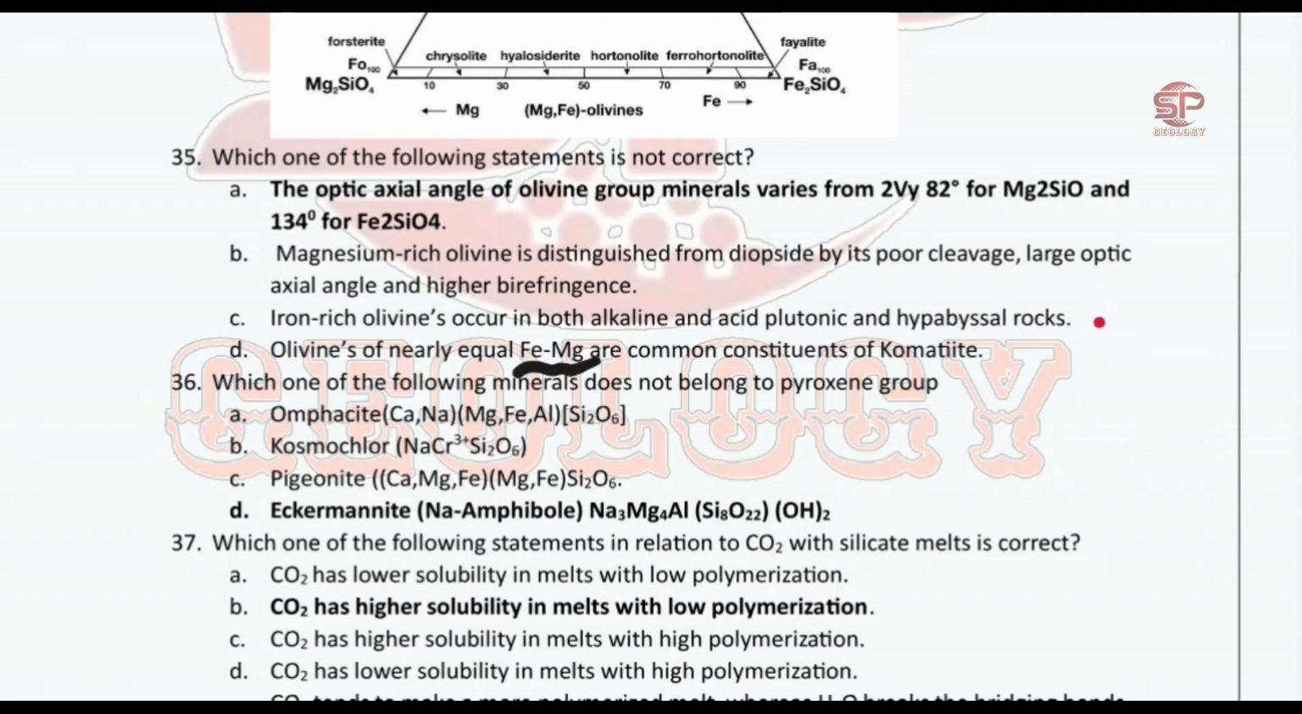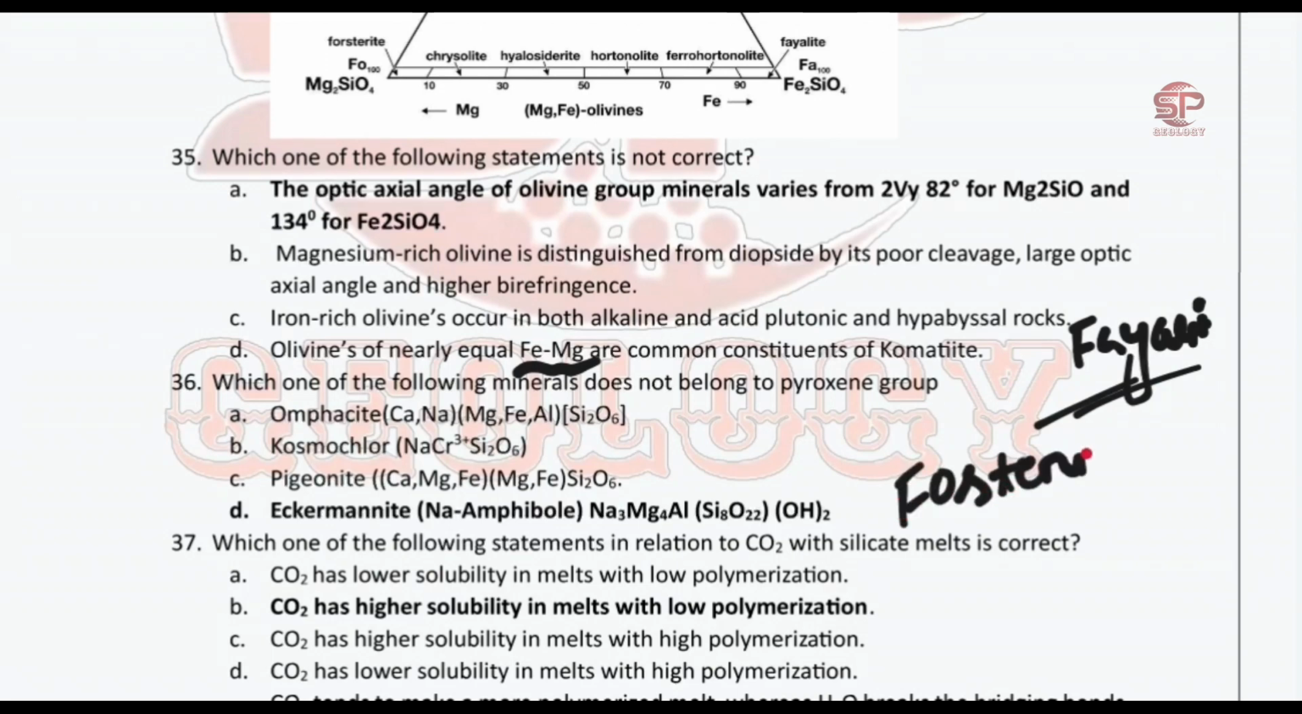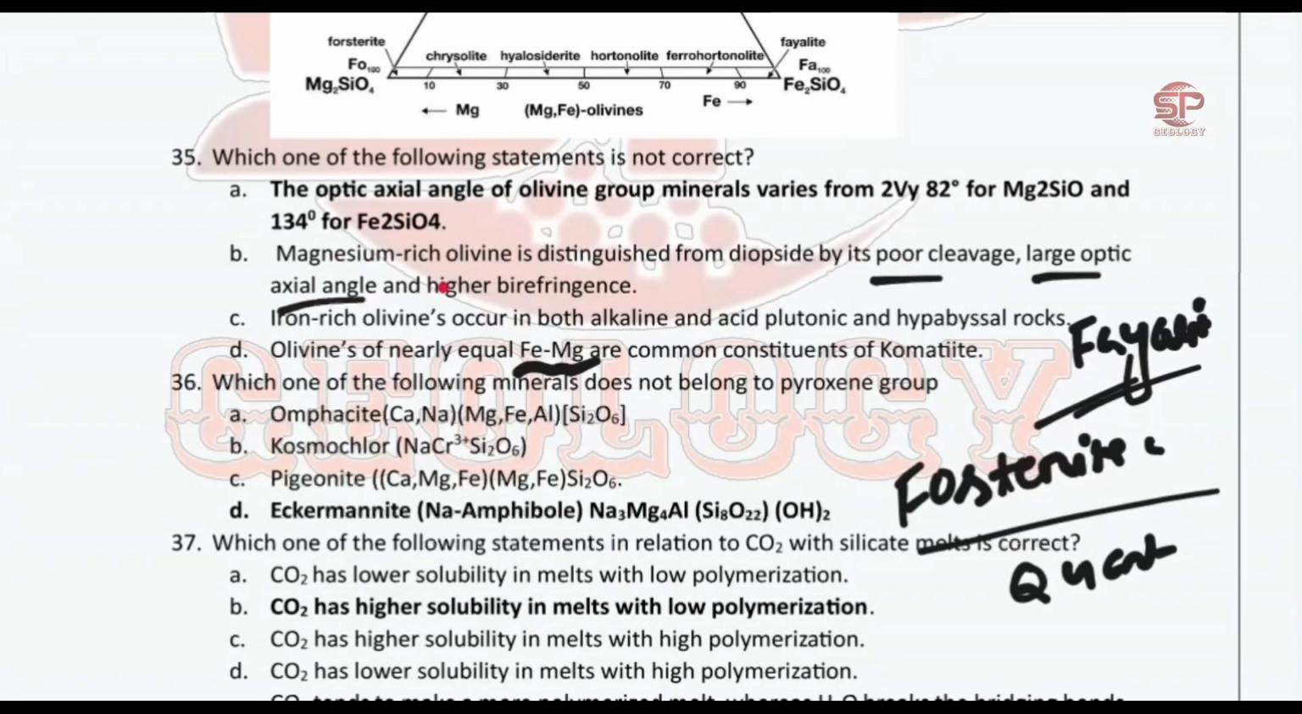Then iron rich olivine, that means fayalite. So fayalite can occur with hypabyssal rock, plutonic rock, because the forsterite cannot occur with quartz, but fayalite can occur with quartz. Then magnesium rich olivine distinguished from diopside by poor cleavage, large optic axial angle, and high birefringence. It doesn't have high birefringence.